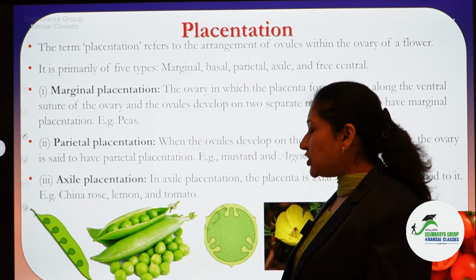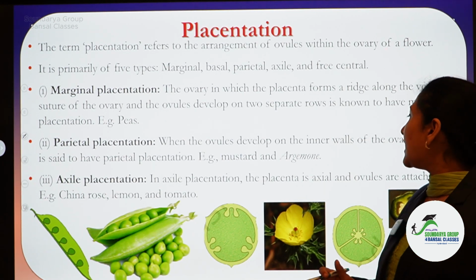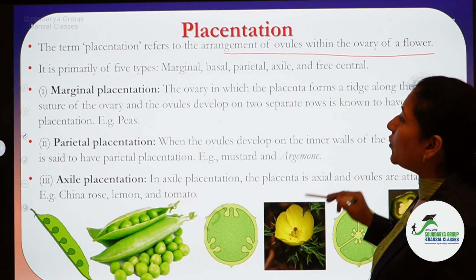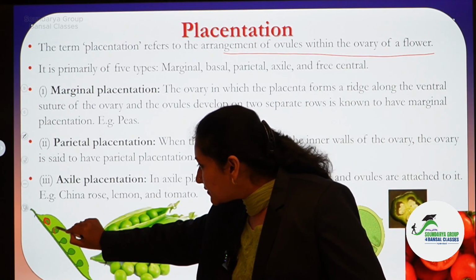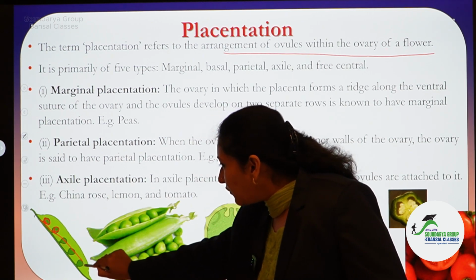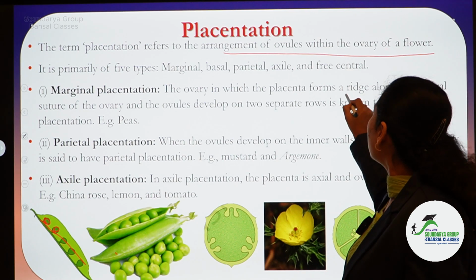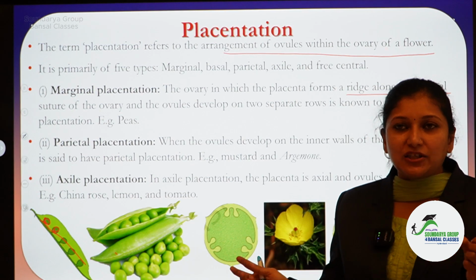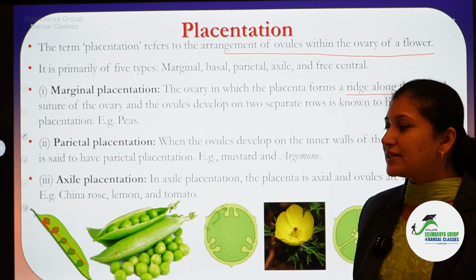Then placentation. Inside the ovary, how ovules are placed, that is known as placentation. So, arrangement of ovules within the ovary of a flower. You can see here these are ovules, where you have one ridge completely like this. So, ovary in which the placenta forms the ridge along with the ventral structure. All ovules are attached to that one line, one ridge, that is why it's known as marginal placentation.